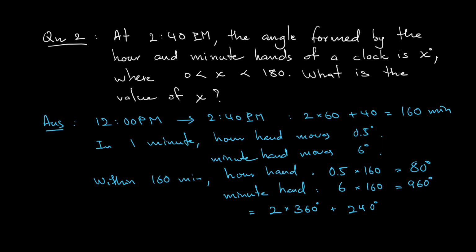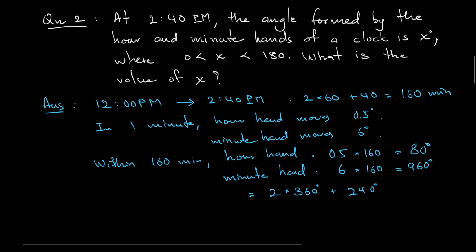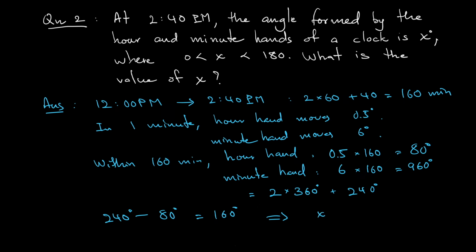240 degrees. So starting off at 12 p.m., the two hands, the hour hand and the minute hand, coincide on top of each other. So there is no angle formed between these two. After 160 minutes, there will be an angle of 240 minus 80. That would be 160 degrees. So to answer the question, x would equal 160.